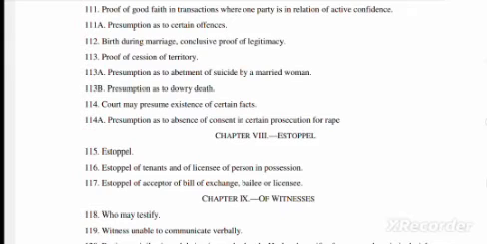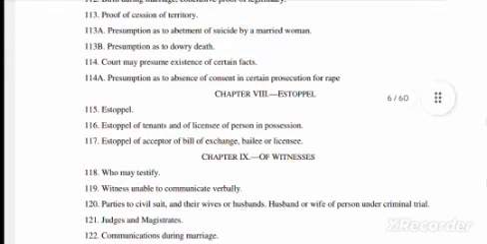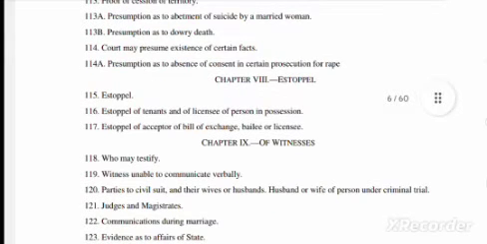113A, presumption as to abetment of suicide by a married woman. 113B, presumption as to dowry death. 114, court may presume existence of certain facts. 114A, presumption as to absence of consent in certain prosecutions for rape. 115 defines estoppel. 116, estoppel of tenants and of licensee of person in possession. 117, estoppel of acceptor of bill of exchange, bailee or licensee.